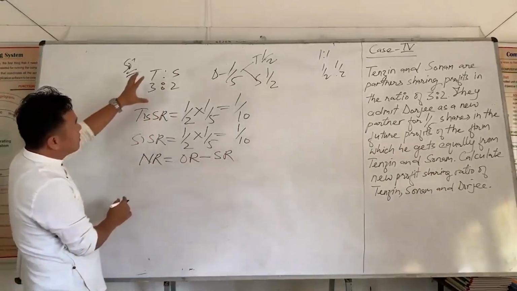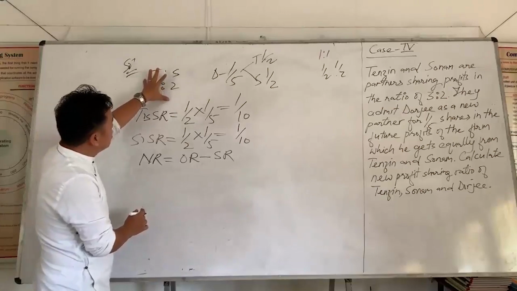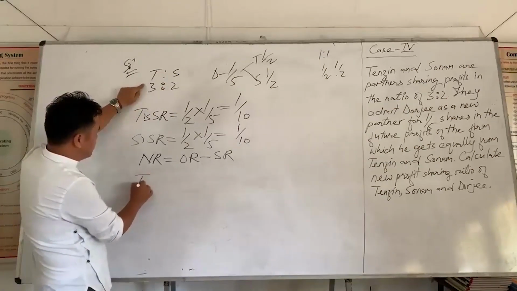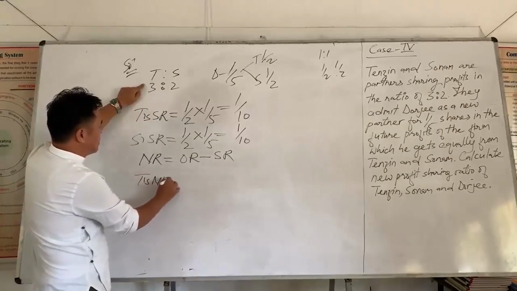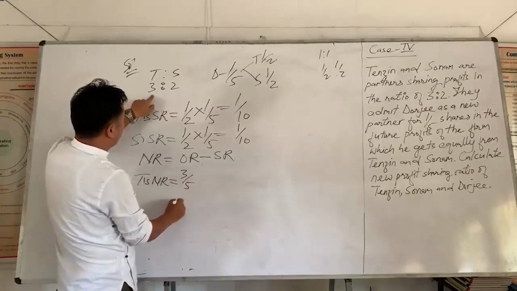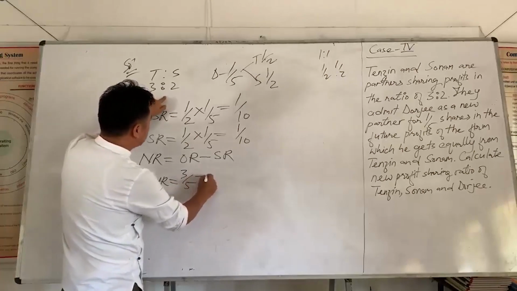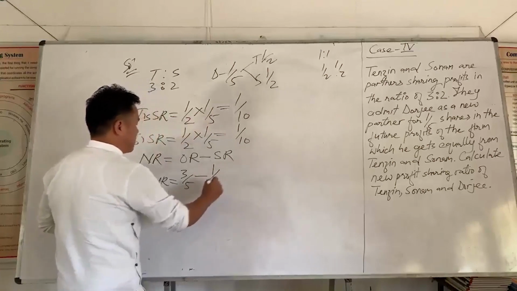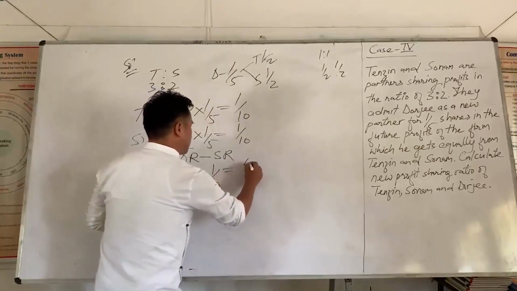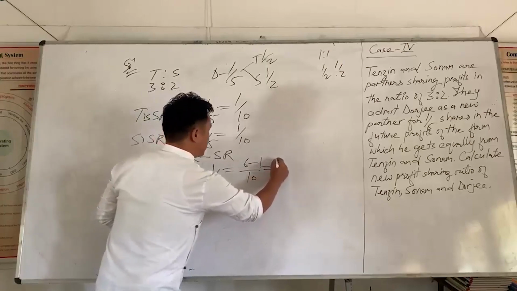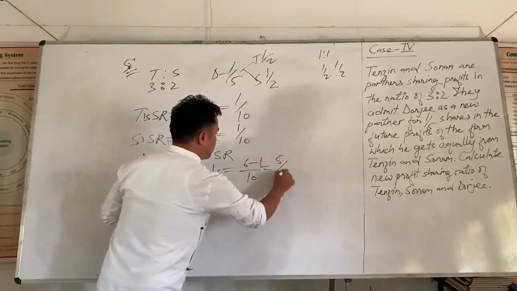So new ratio is equal to old ratio minus sacrifice ratio. So here we have to find our old partners' new ratio. So what is the new ratio of T? T's new ratio is equal to, what is T's old ratio? T's old ratio is 3/5 minus, what is the sacrifice ratio of T? 1/10. So here we got how much? 6 minus 1 divided by 10. So the new ratio of T is 5/10.